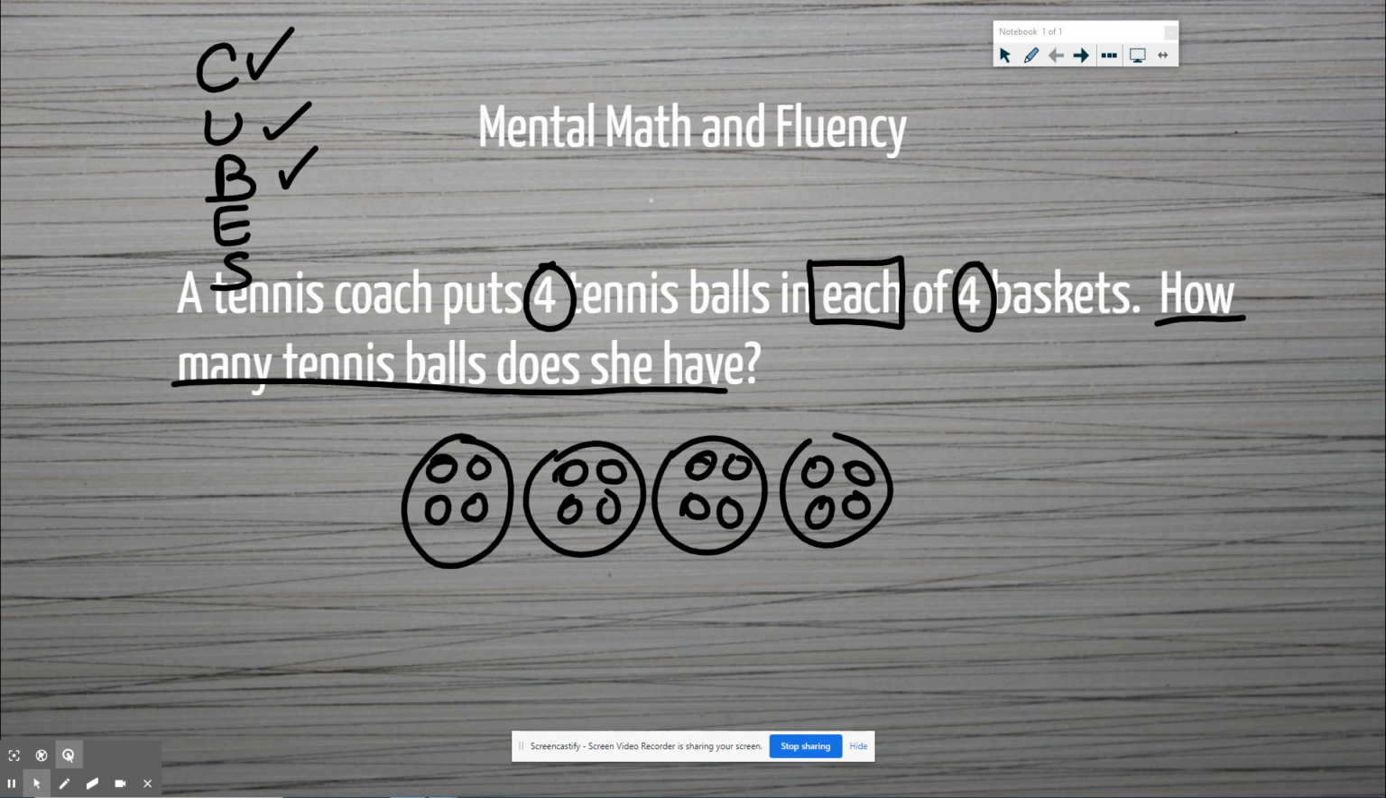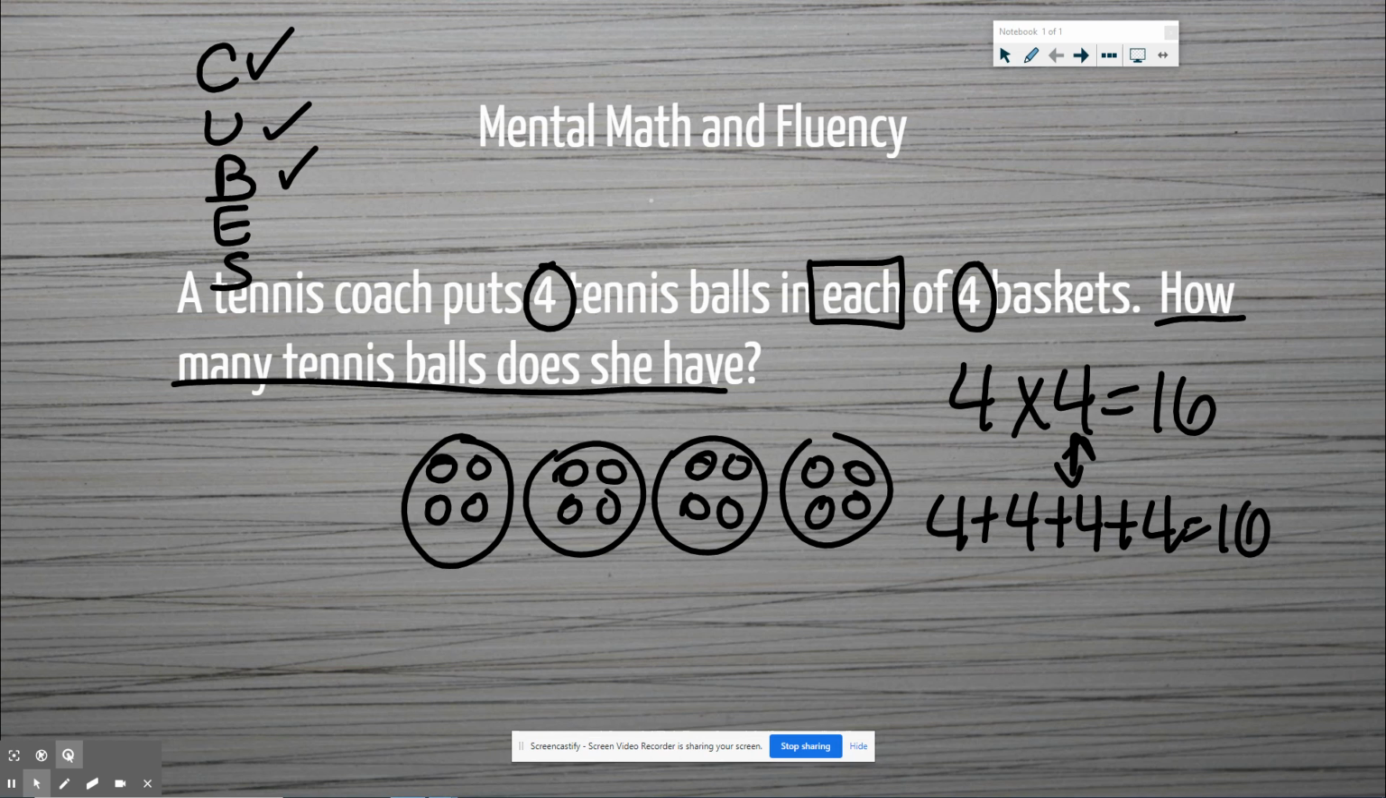I also want to think about how I could solve this with a number sentence. So I want you to write a number sentence for this problem. You should have said something like 4 times 4 equals 16. You could also do 4 plus 4 plus 4 plus 4 equals 16, but these are the same thing, just doing the multiplication problem is a little bit easier to write out anyways. So then we evaluated it and we solved it because there are 16 balls in all.